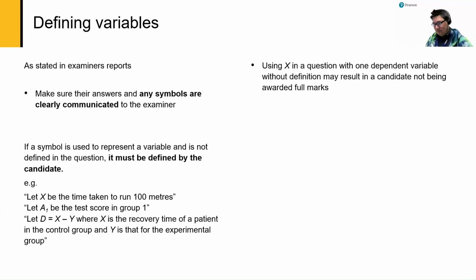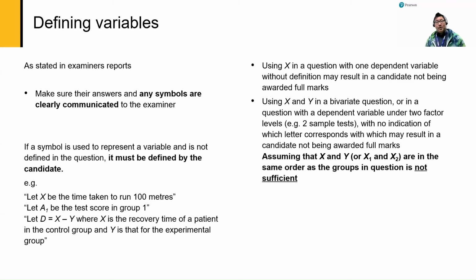Now, consider using X in a question when there's only one variable. If the question's about the heights of people, and they use X but still don't define the X, they may still not get full marks because the X has not been defined. If it was a bivariate data question where there's a possible X and a Y, or a situation where there is a dependent variable with lots of different factor levels, like a control group and multiple experimental groups, then again, those letters have to be defined. Simply assuming that the first one is X and the second one is Y, or using X1 and X2 in the order that it's presented in the question, is not sufficient. So if you get given three groups and you refer to them as groups 1, 2, 3, but you don't say that that's what you're doing, then there is a chance you may not get those marks.